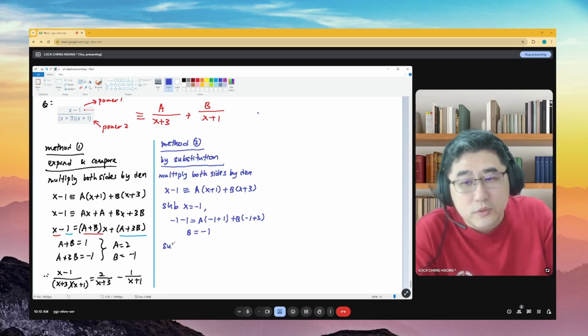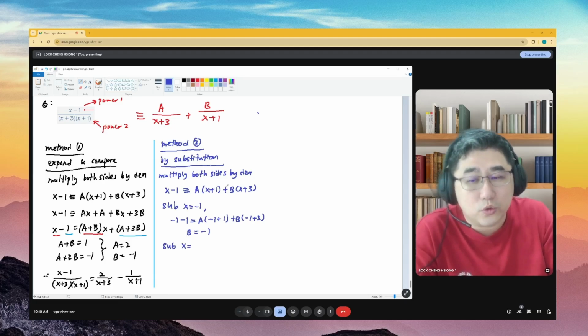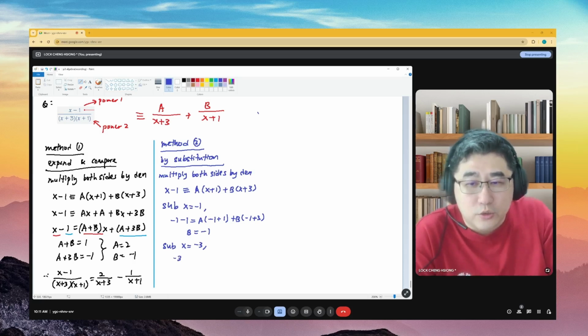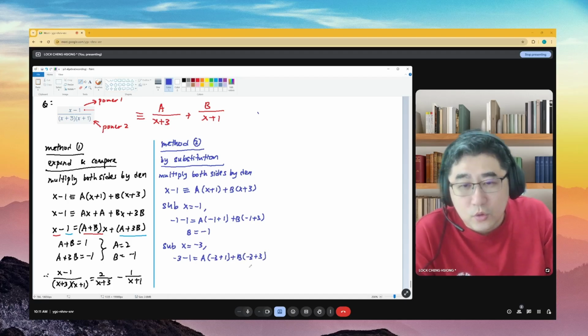Then you sub x equals to minus 3. The first factor, you already used the information x plus 1 to give you minus 1. Of course the second one, x plus 3, will give you minus 3. So I will have minus 3 minus 1 equals to a of minus 3 plus 1 plus b of minus 3 plus 3. If you simplify the value, you have a equals to 2. You will see that it's a consistent answer.